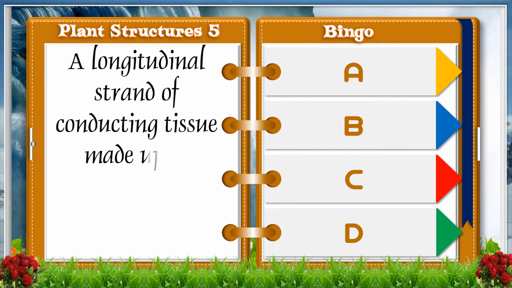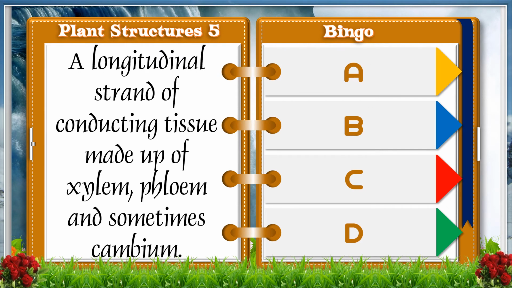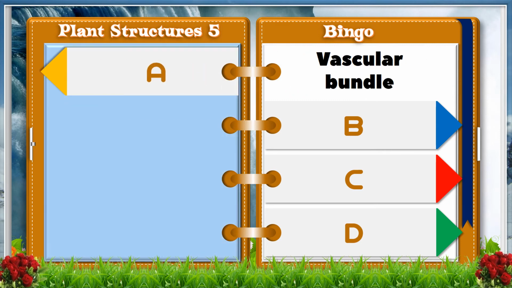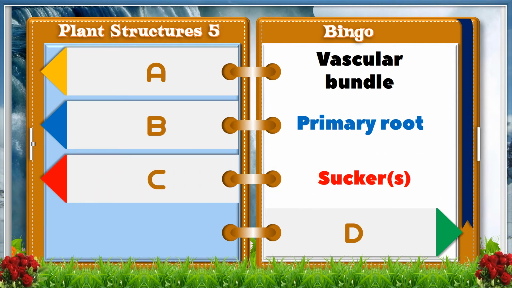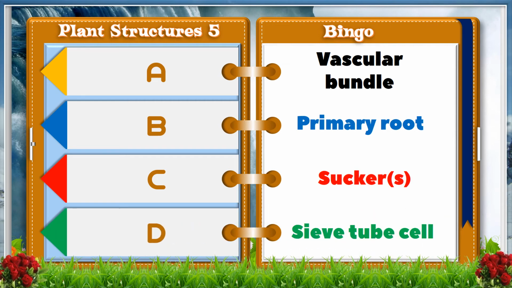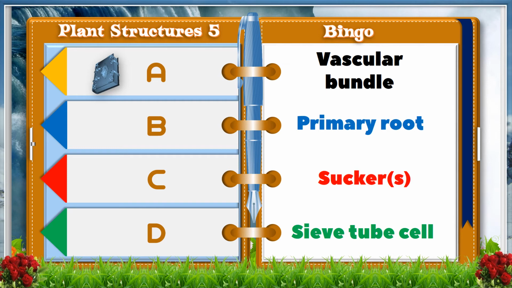A longitudinal strand of conducting tissue made up of xylem, phloem, and sometimes cambium. A. Vascular bundle. B. Primary root. C. Suckers. D. Sieve tube cell. And the answer is A. Vascular bundle.